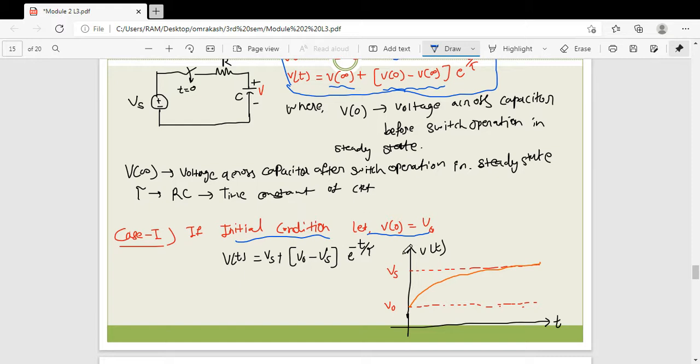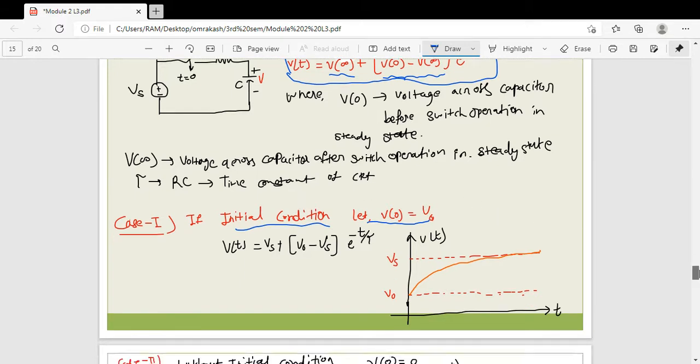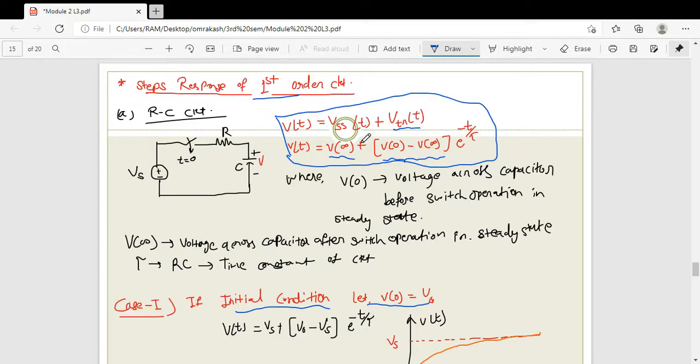So what is the equation at that instant? Now this is a basic equation. You have to put all the conditions here. So V of t is equal to Vs plus (V naught minus Vs) e to the power of minus t by tau. Generally Vs is defined as the steady state response, and V naught is the initial condition, right? So don't be confused.